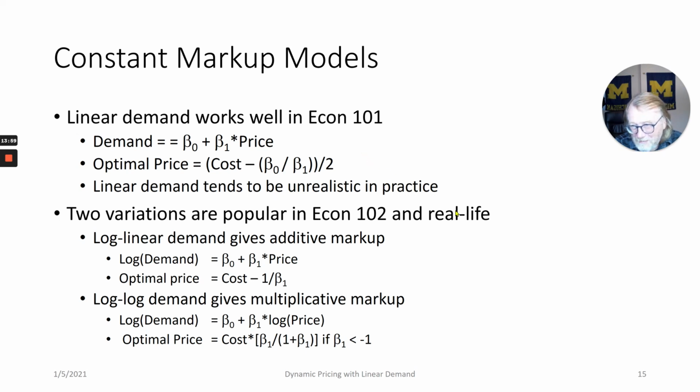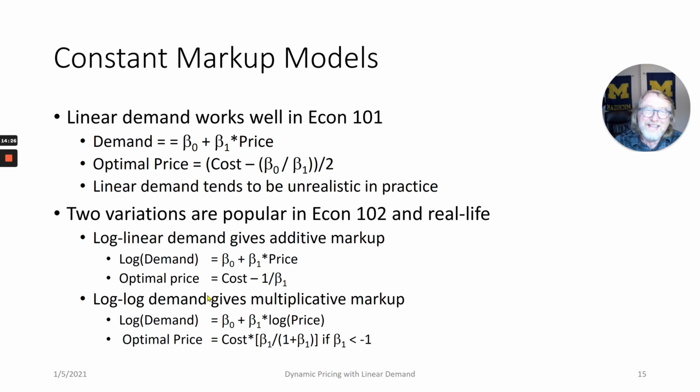Two other popular demand functions, which you get in Econ 102 or real life, is log linear demand. And this gives a really nice formula for the optimal price. It's additive markup. You just take your cost, and then you have the slope coefficient for price. Take cost minus 1 over beta 1, right? Again, beta 1 is negative, at least it should be for most products, okay?